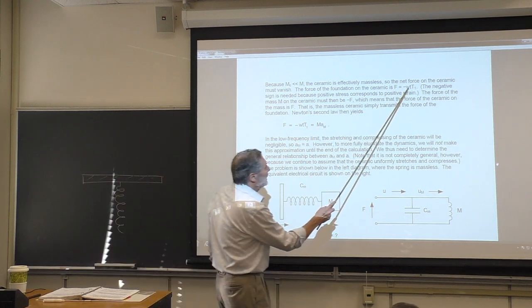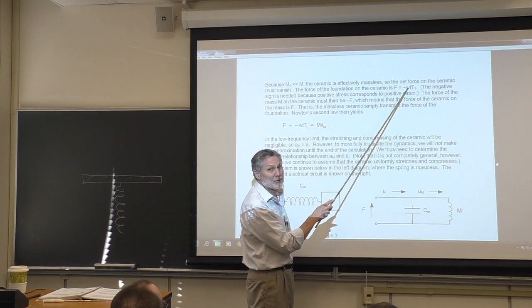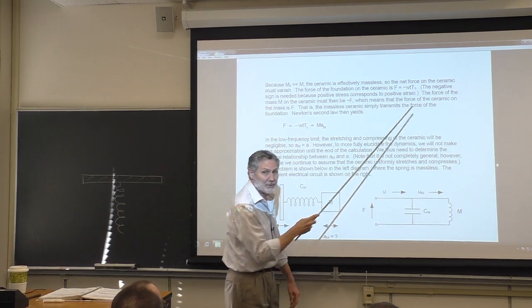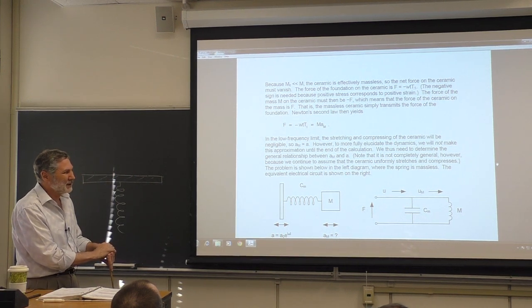Now you know you have to have this. Why? Remember, stress is force per unit area. So to get the force, we've got to multiply by the area. So that's why the WT is there, the width times the thickness. That's got to be there. But why is the minus sign there?